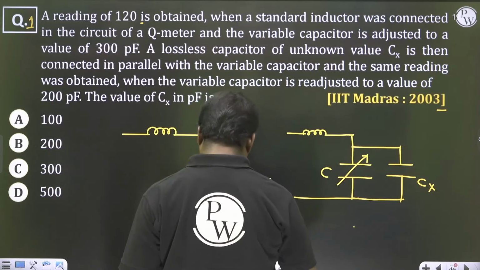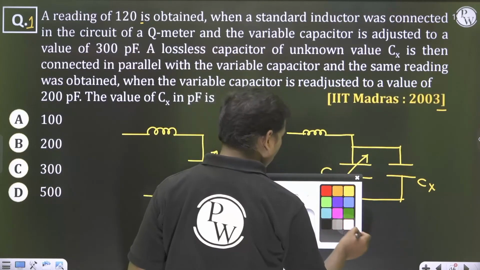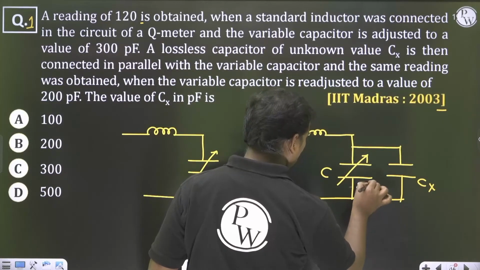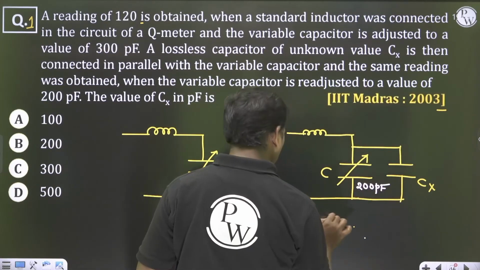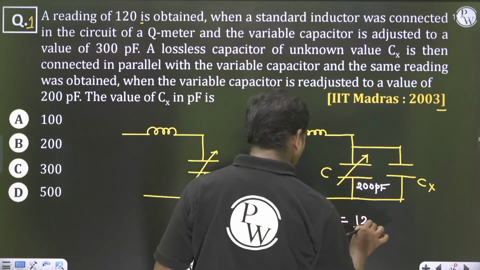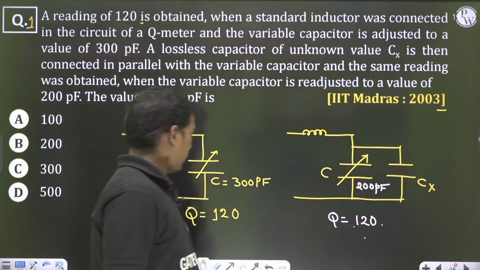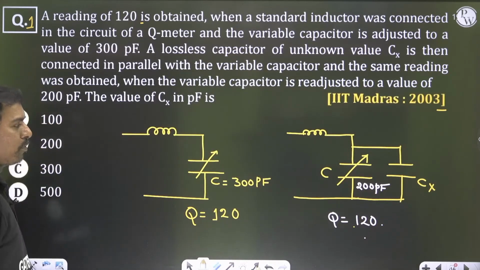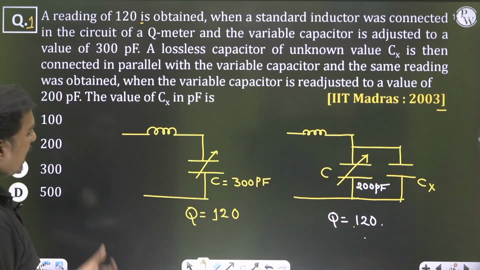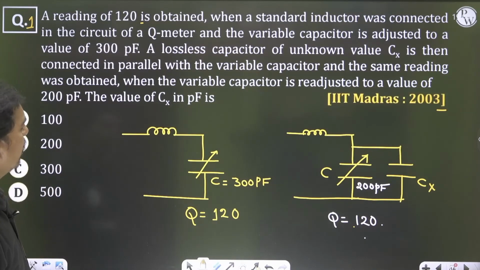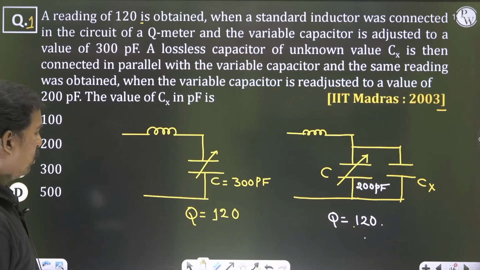This is now readjusted to 100 picofarad. See here, it is readjusted. You understand? The value of Cx is what? Previously it was 300 picofarads.